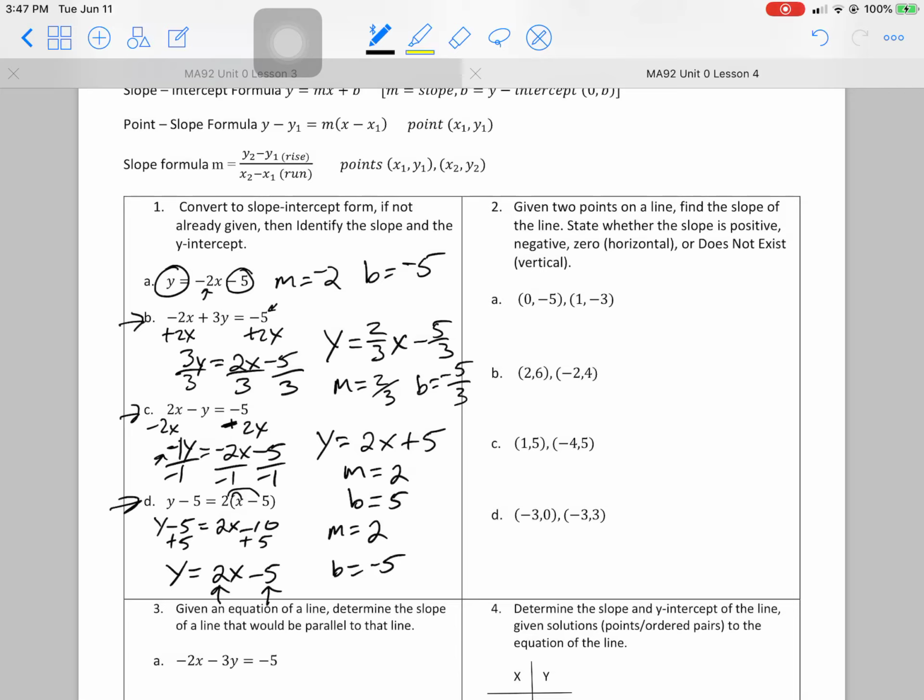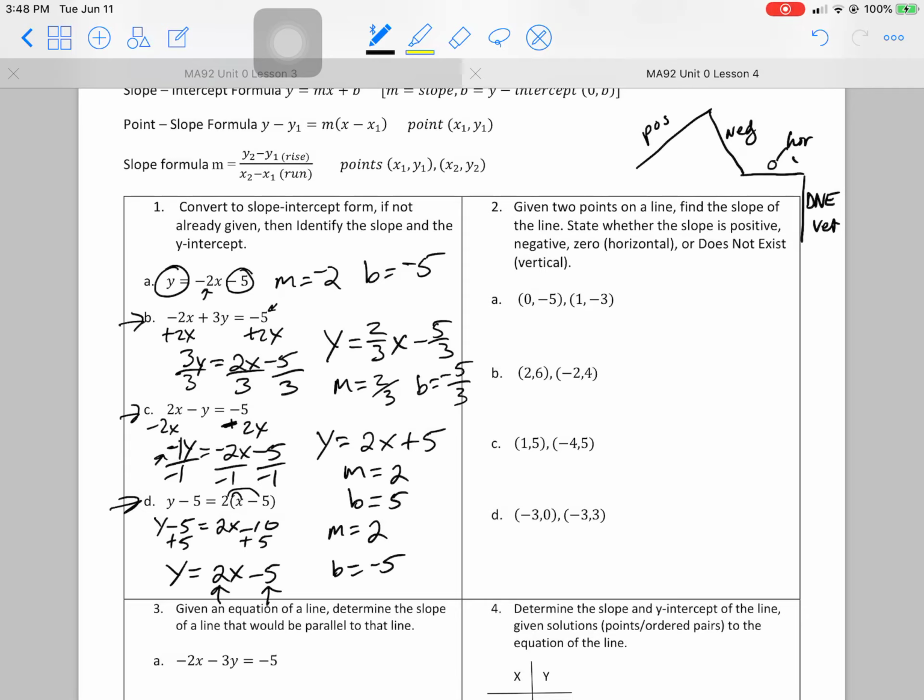Okay. And then we're going to go practice with the slope formula. 2 points. When you're given 2 points, the only thing you can do is find the slope first. And then it says to also state whether it's positive, negative, 0, or does not exist, which is also a vertical line. Some of the slopes go like this. That's a positive. Some people call that up the mountain. Down the mountain is a negative. Flat across is a 0 slope, and then off the end is a does not exist slope. So that's the horizontal, and that's the vertical slope.